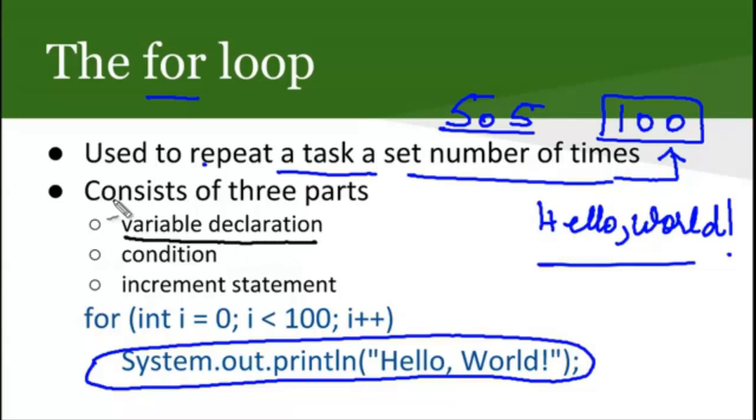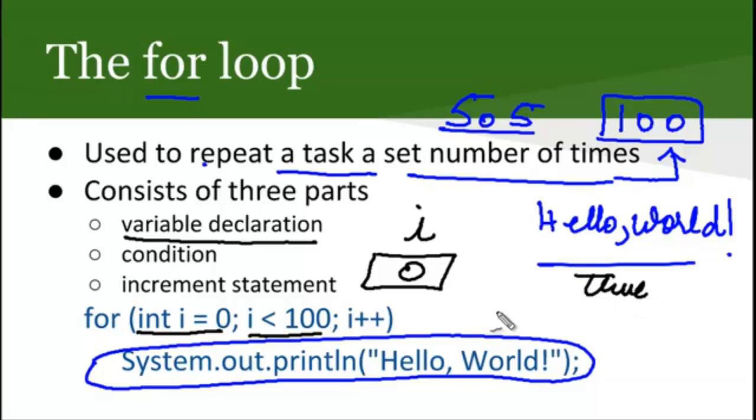The variable declaration part. Here I say int i = 0. So I created a variable with value 0. Then the next condition is i < 100. Is the condition true or false? Currently it is true. And then we add one value to i.